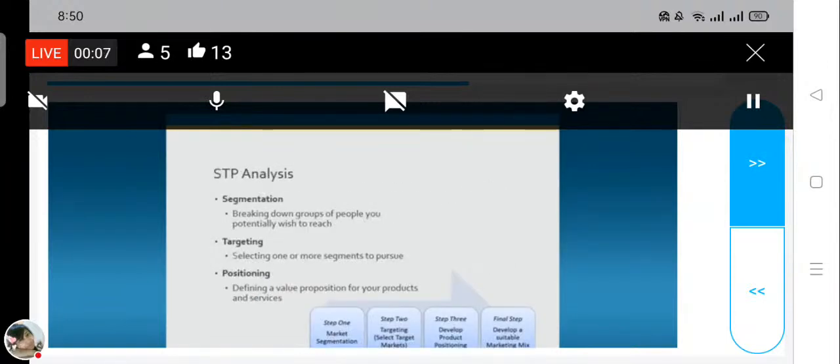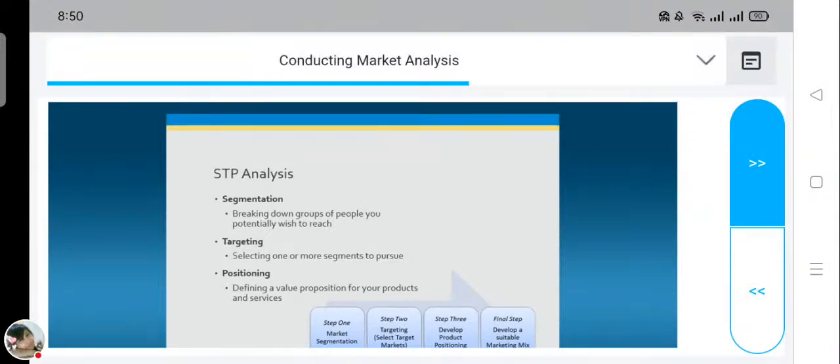Before your organization adopts a social media presence, you need to determine what portion of your customers and clients you want to reach over social media. And the first step in this process is analyzing your markets. A tool that's very helpful to do this is the STP analysis. STP stands for Segmentation, Targeting, and Positioning.